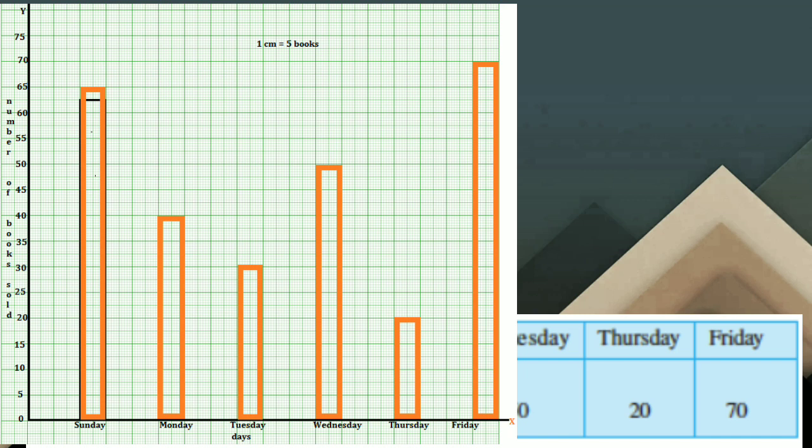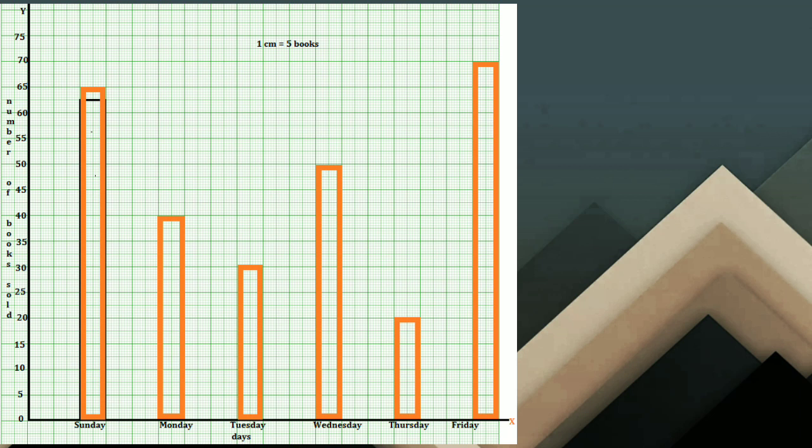So choosing the scale here, since 70 is the maximum, I can take 1 centimeter as 5 books. Okay, so we represent, and how do we write here? One box, starting with 0, as I told you, where they are meeting each other, 0, then 1 centimeter, so that is 5, 10, 15, 20, 25, 30, 35, and so on it goes.